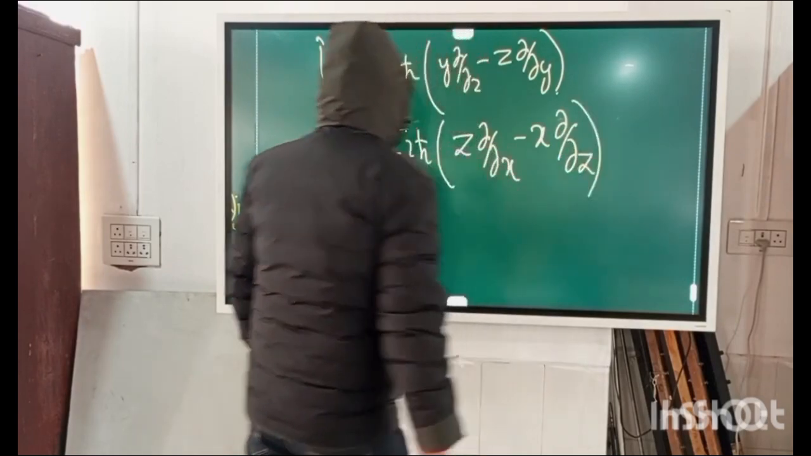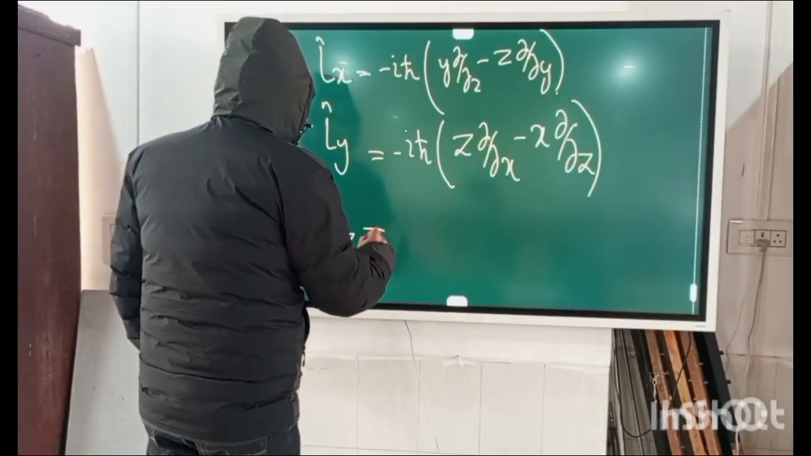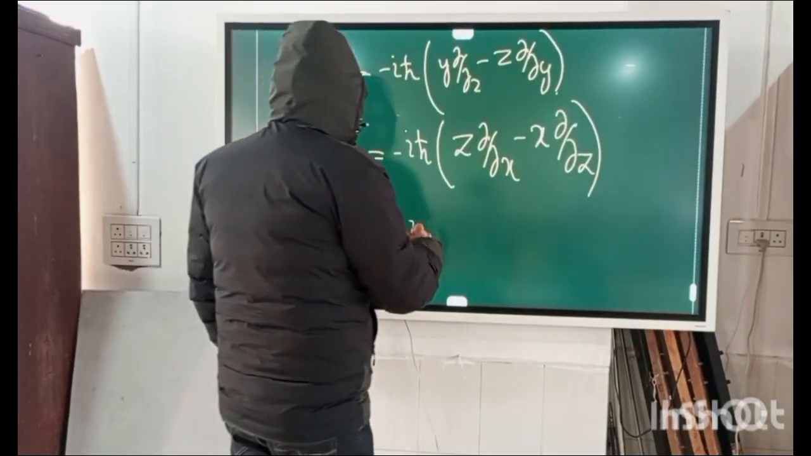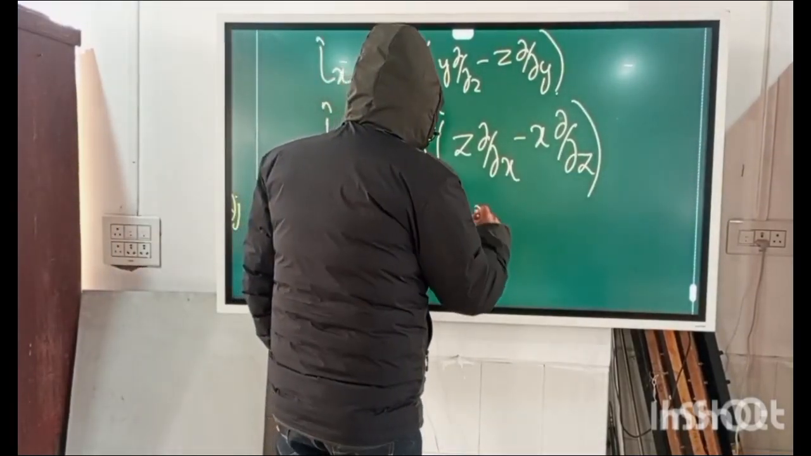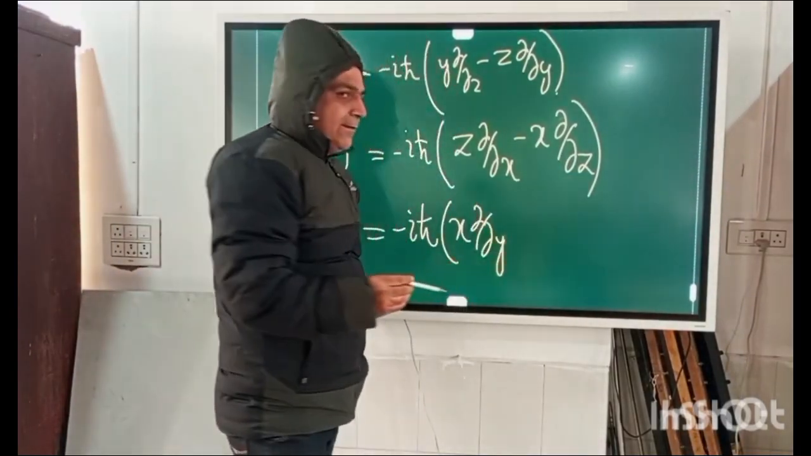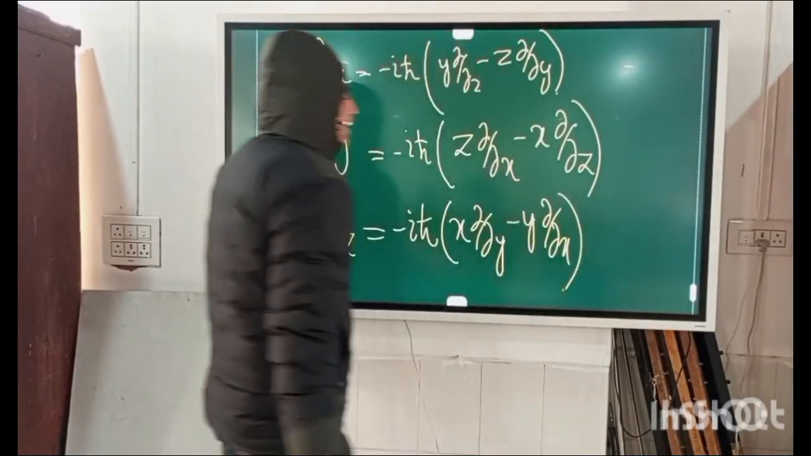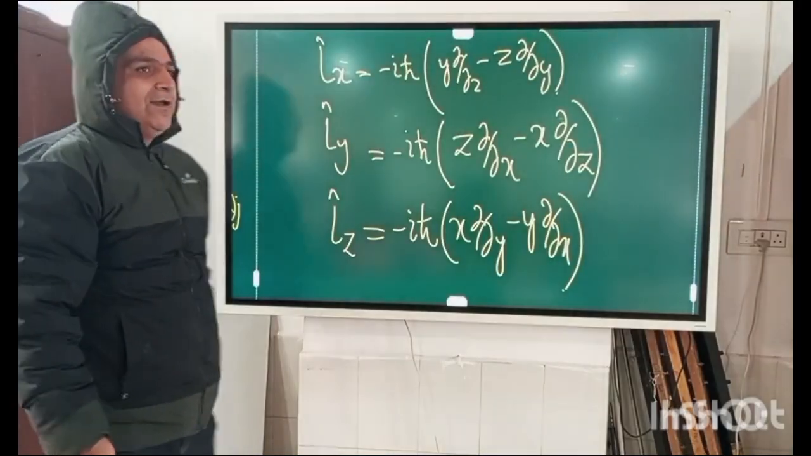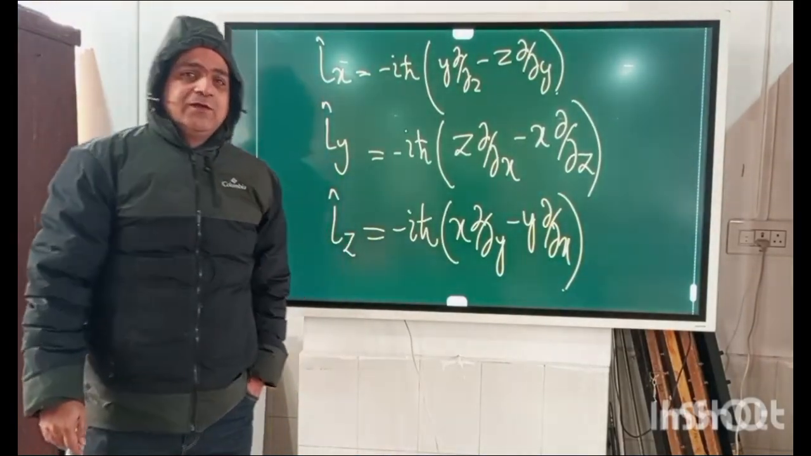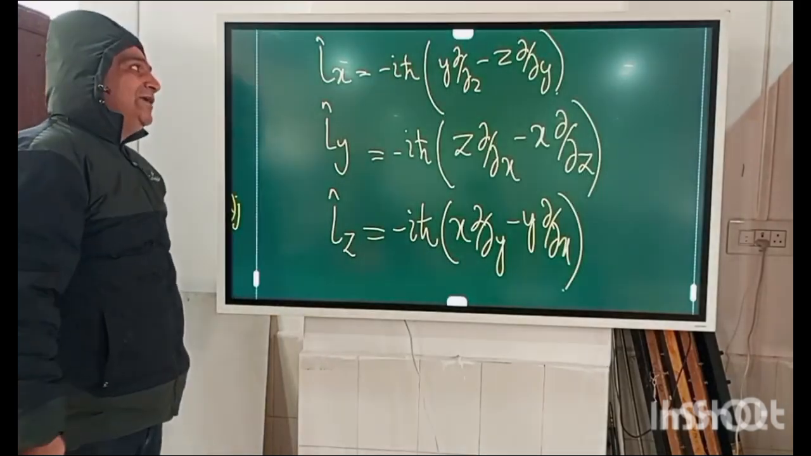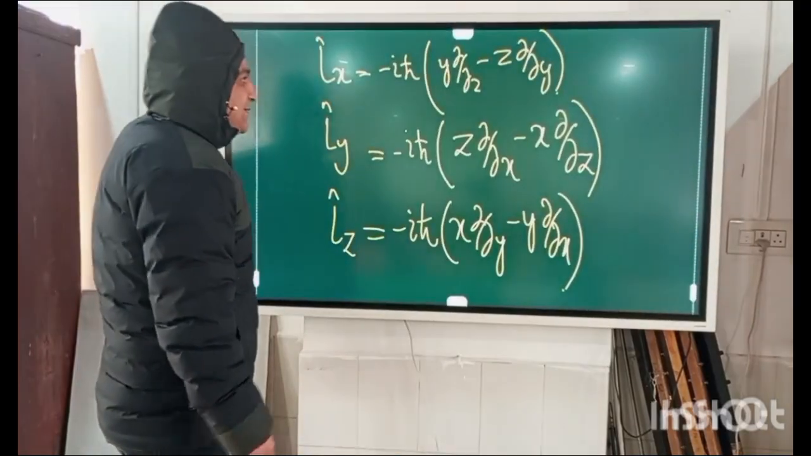Fine. Then you have the third one, L_z cap. And what this is going to give us is minus i h bar. Come on, tell me. x times dou by dou y, minus y times dou by dou x. Fine. So these are the components of angular momentum operators: the component along x, the component along y, and the component along z.